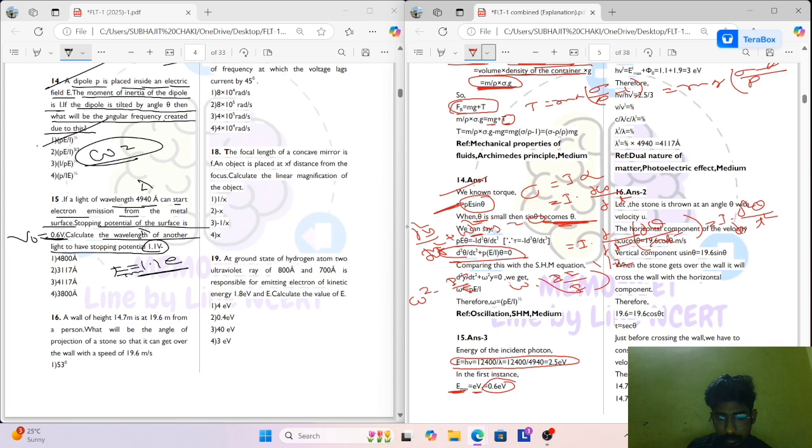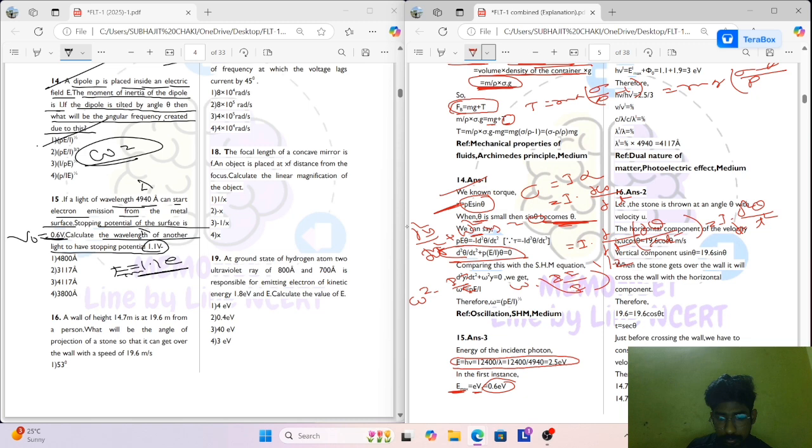Okay, you know this, phi naught will be equal to h nu minus E max. E max we already got for the first case, 0.6 eV, right? And what is h nu? How to calculate h nu? h nu means hc by lambda. It is equal to hc by lambda, right?